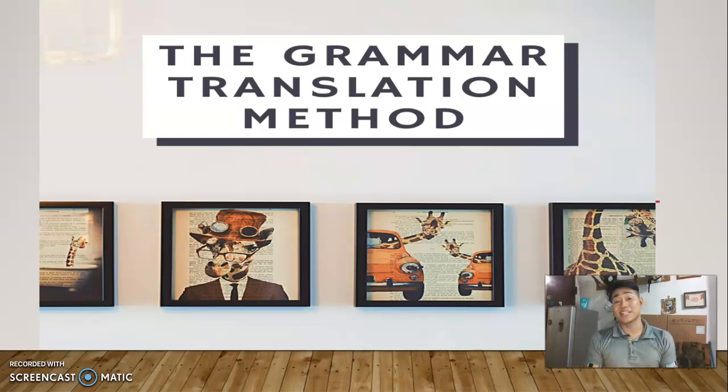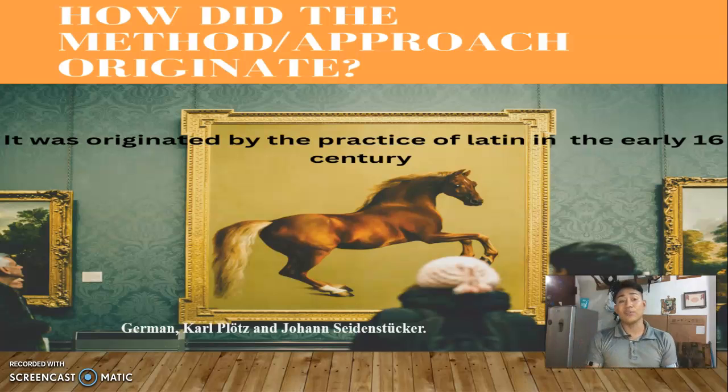Okay, the grammar translation method. How was the method originated? This method was originated by the practice of Latin in the 16th century. It was most useful and it was introduced in Latin and ancient Greek because that language was the most spoken in that age.